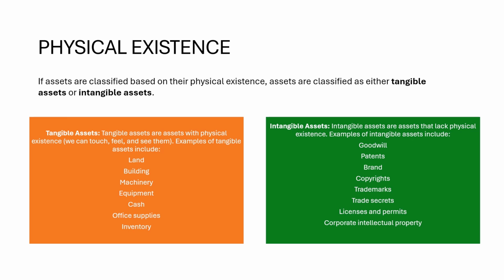By physical existence, assets are classified into either tangible or intangible assets. Tangible assets are assets with physical existence. We can touch, feel, or see them. Examples are land, building, machinery, equipment, cash, supplies, inventory. Intangible assets are all assets that lack physical existence. Examples are goodwill, patents, brand, copyrights, trademarks, trade securities, license and permits, and corporate intellectual property.